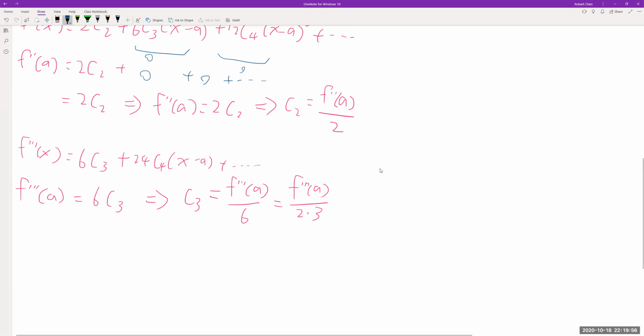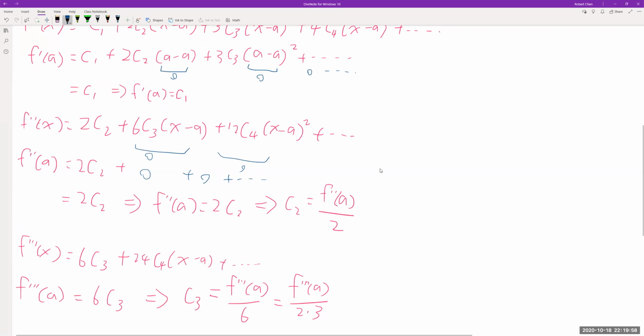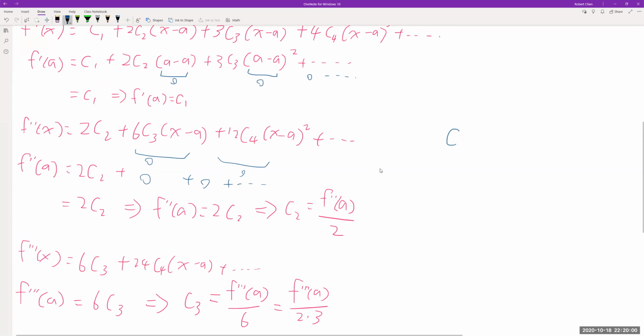So far, let's start with the beginning. Actually, let's start with c0. c0 is f of a. c1 is f prime of a.